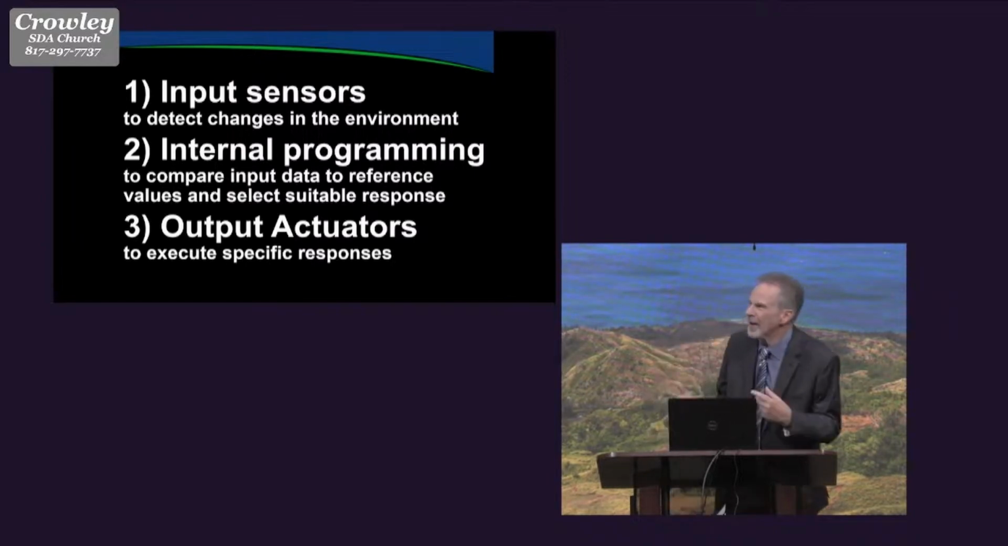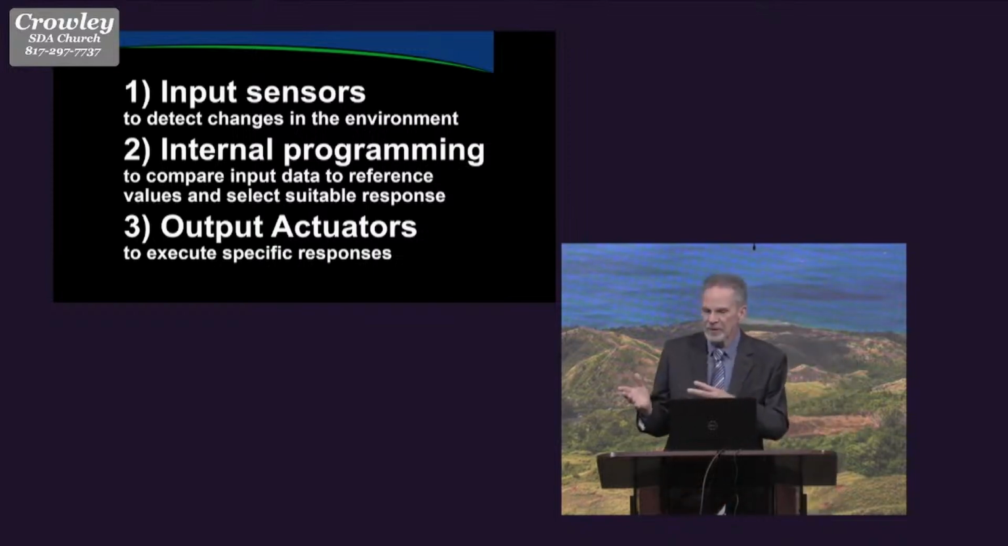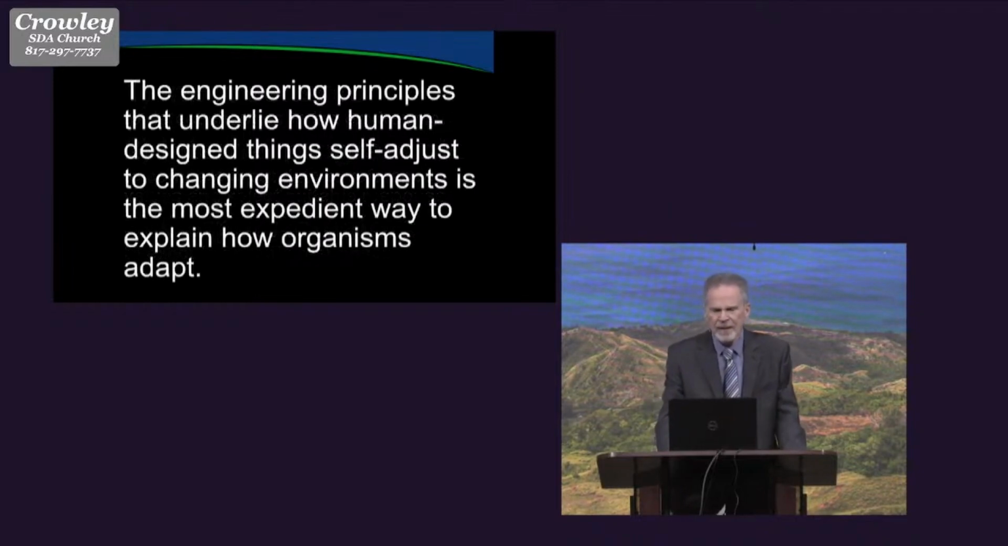Now you say, okay, I'm not a scientific person. I haven't been in a classroom for a while. I'm having a little trouble understanding this. Don't worry. We're going to kind of repeat it and repeat it and repeat it again, and you're going to get it, all right? The engineering principles that underlie how humans design things to self-adjust to changing environments is the most expedient way to explain how organisms adapt.